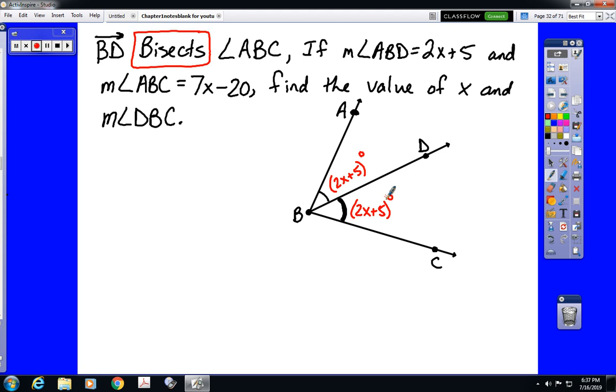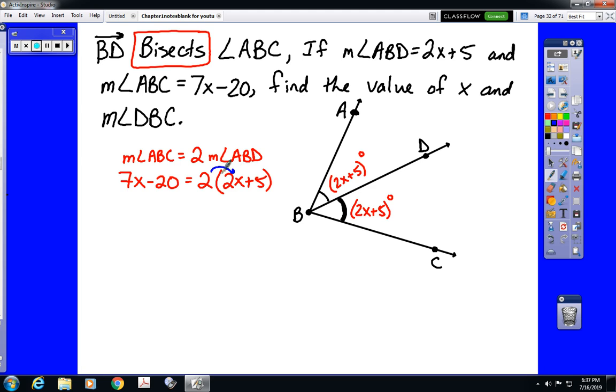What we have to do instead is realize that ABC, the big angle, is exactly twice as large as the measure of angle ABD. This would be because we have two different angles of this measure that make up the entire big angle. So we plug in what we know. ABC is given in the directions as being 7x minus 20, and ABD is 2x plus 5. So that gives us the equation 7x minus 20 equals 2 times 2x plus 5.